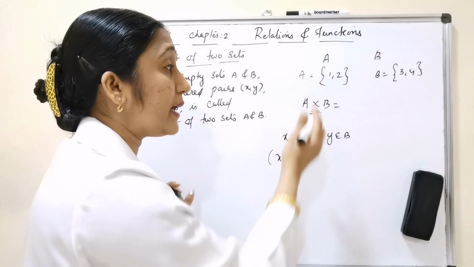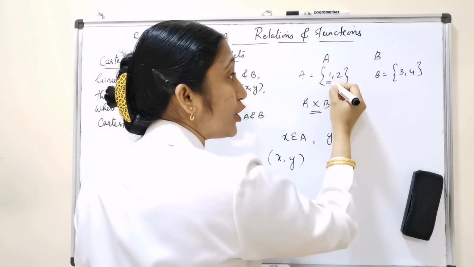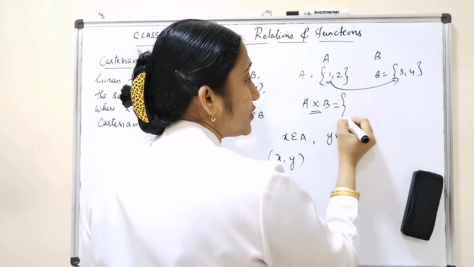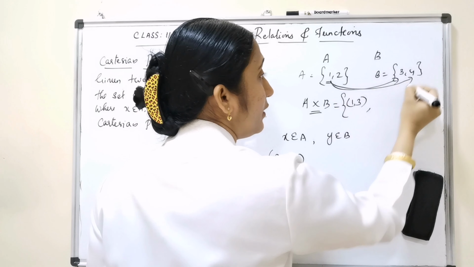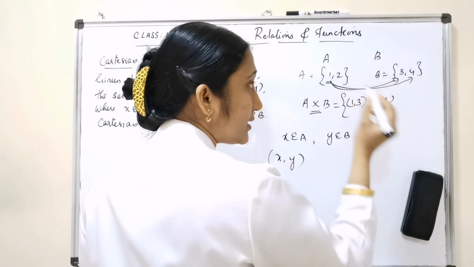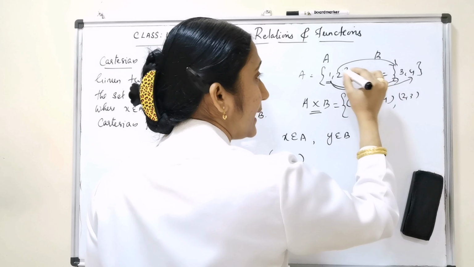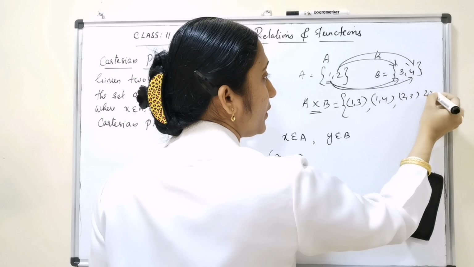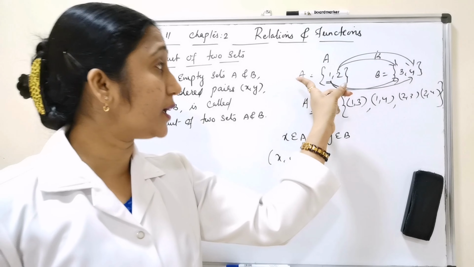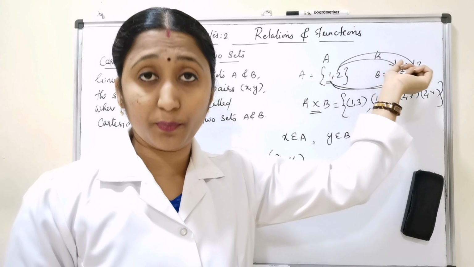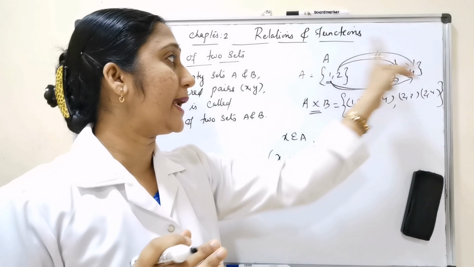Similarly, the first element of the A set is 1, so the first ordered pair is (1, 3). Next (1, 4). Next (2, 3). Next (2, 4). So these are the ordered pairs with the relation between A and B. That is the Cartesian product of the two sets A and B.